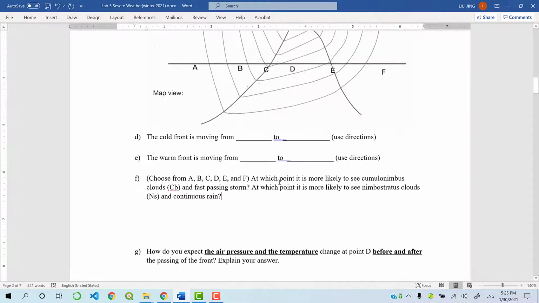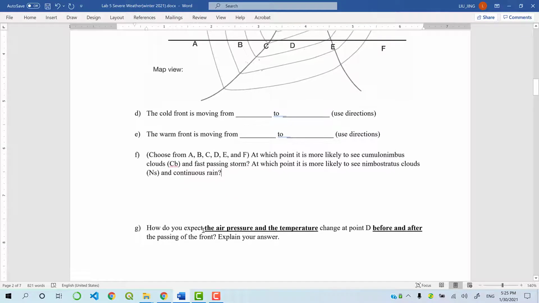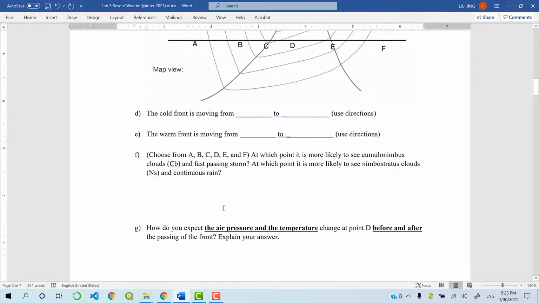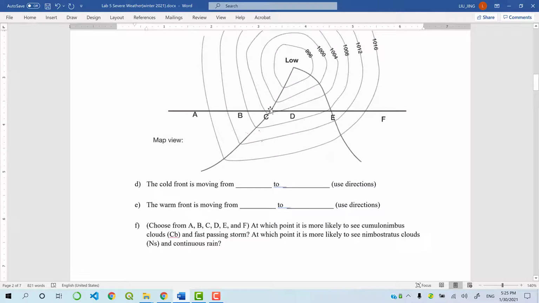I want you to figure out at which point you are more likely to see cumulonimbus cloud and at which point you are more likely to see nimbostratus cloud. Pick the best location. And how do you expect the air pressure and the temperature to change at D before and after the passing of the front? Explain.